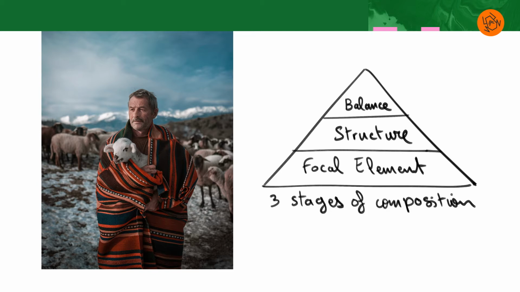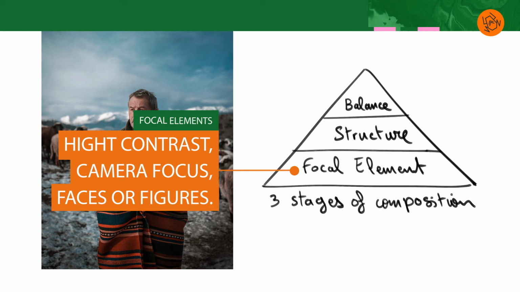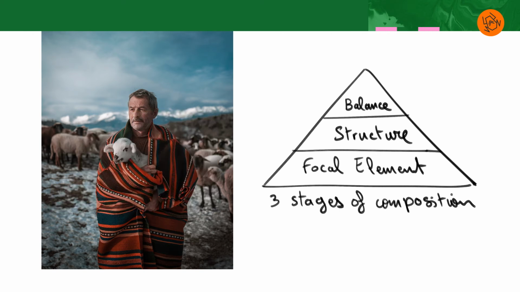The focal element is something that the viewer is drawn to immediately. It can be height, contrast, camera focus, and mostly faces or figures. Here in our reference, we have a figure, that is this handsome shepherd carrying a damn cutie lamb. We also have a camera focus on the subject. And the most appealing thing for me is the color contrast between the subject and the background.